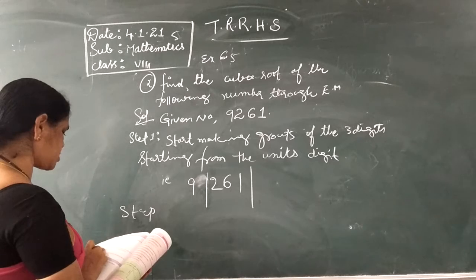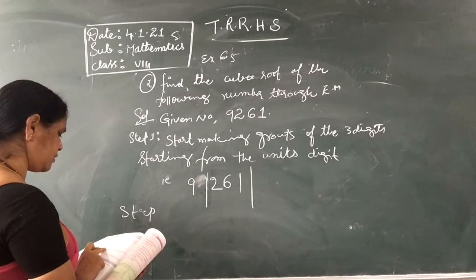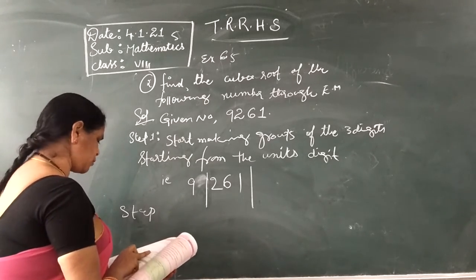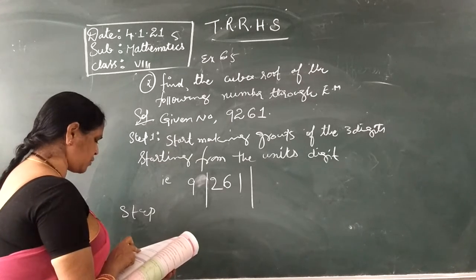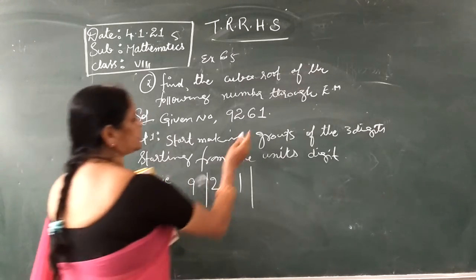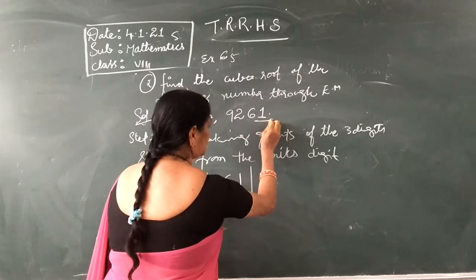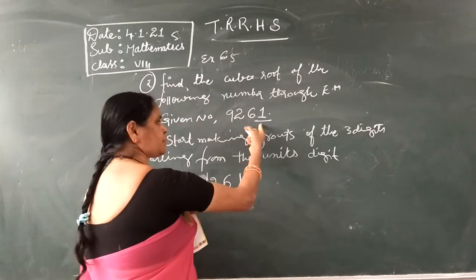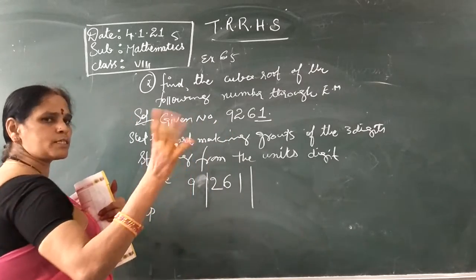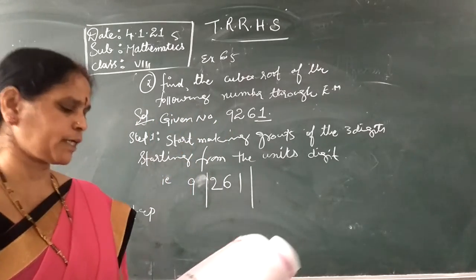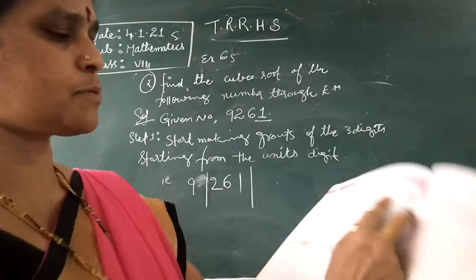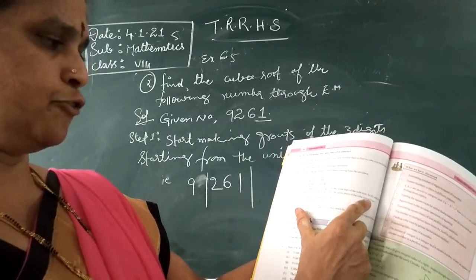The first group is 261, which will give us the unit digit of the cube root. As 261 ends with 1, its cube root also ends with 1. So the unit digit of the cube root will be 1. If a number ends with 1 and is a cubic number, the answer ends with 1. How? 1 cube is 1. In the same way, in the textbook the numbers and steps are there. You just go through the steps and follow.